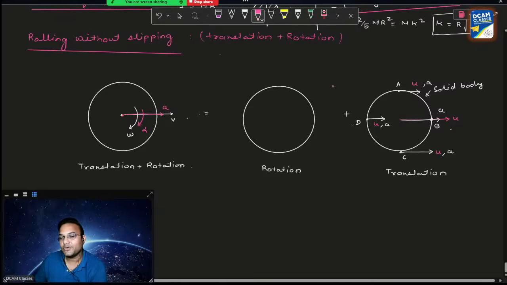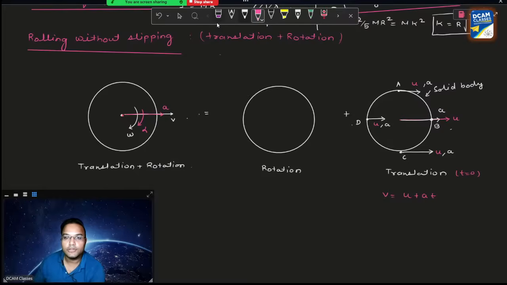Now see, in this translation, because this is moving with acceleration a, after time t, you can apply these equations. V is equal to u plus at. At time t equal to 0, the velocity is u. If after time t you want to find out the velocity, it will be u plus at. Velocity will change like that. I should have given u here.